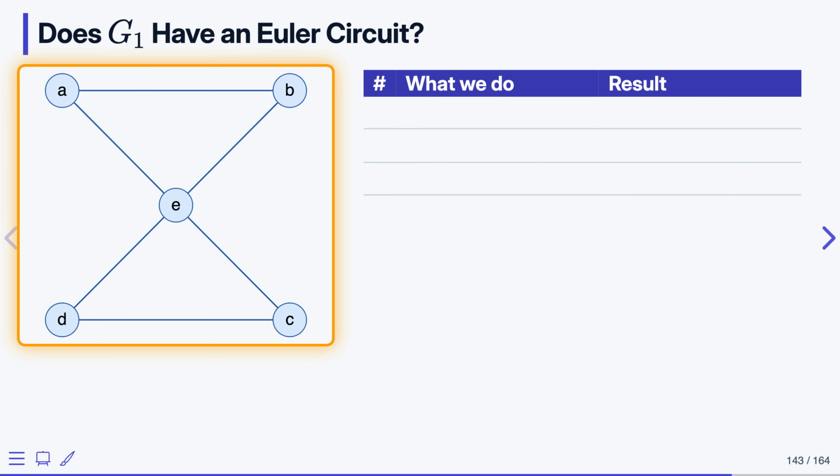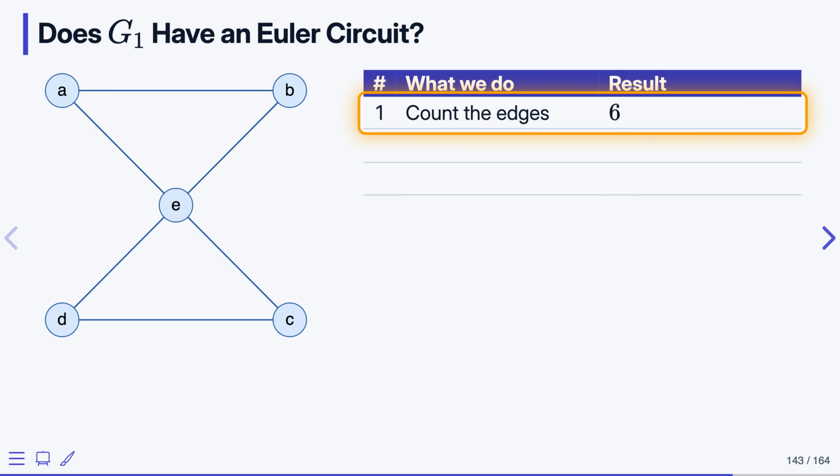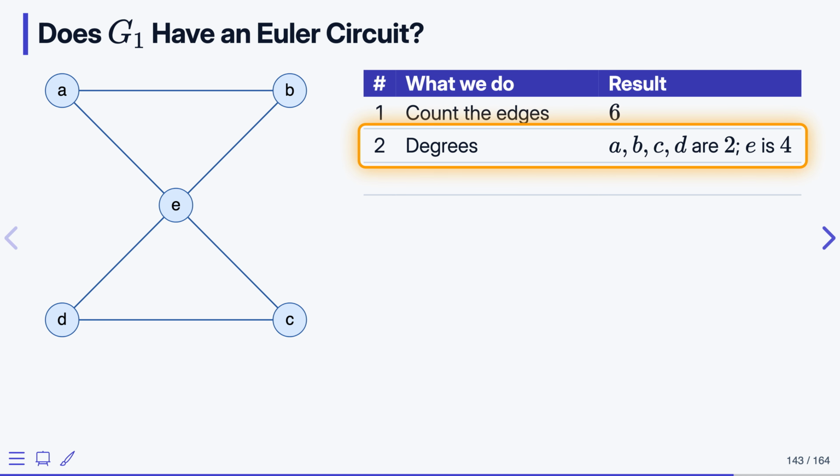Let's test the first graph. Step 1, count the edges. There are 6: AB, AE, EC, BE, ED, and DC. Step 2, now the degrees. Vertex A touches B and E, so 2. Vertex B touches A and E, so 2. Vertex C touches E and D, so 2. Vertex D touches E and C, so 2. And vertex E touches A, C, B, and D, so 4.